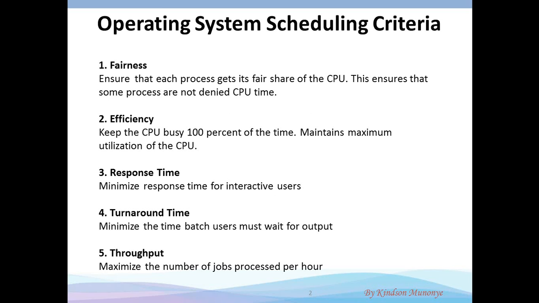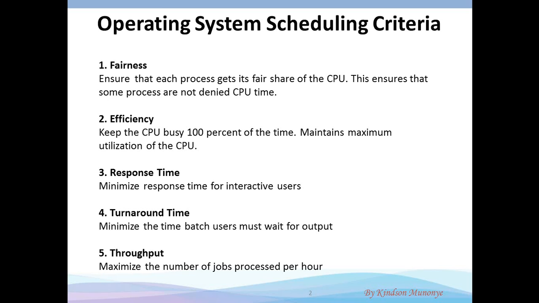Now the scheduler operates using certain criteria. There are five of them. The first is fairness. This means that each process gets a fair share of the CPU time and ensures that no process is denied CPU time, and that no process runs for too long such that other processes have to wait for too long.